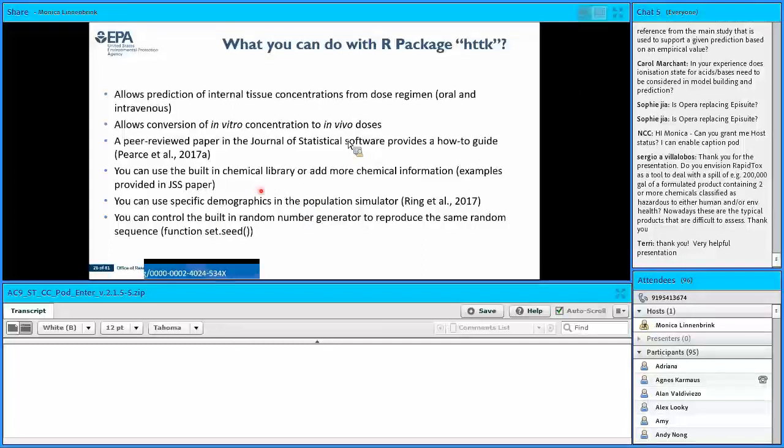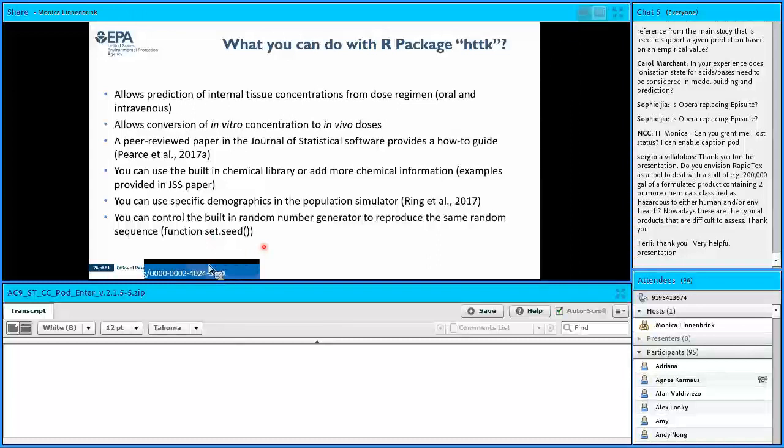You can use specific demographics in the population simulators. They're based on the U.S. population. However, the U.S. population is relatively diverse, so you could actually try to approximate other populations using the U.S. population. And you can actually control the random number generator.